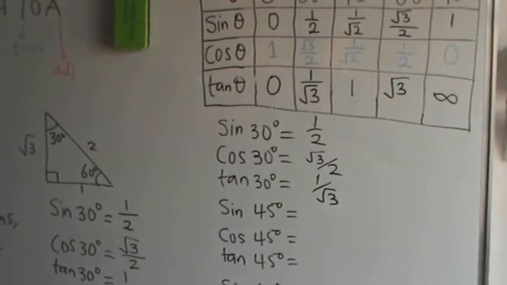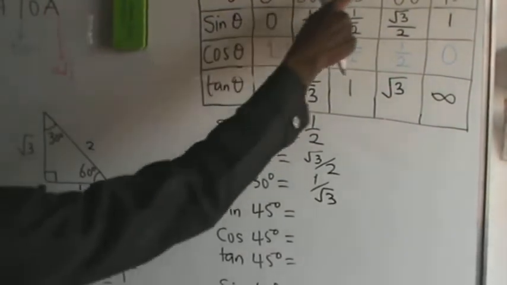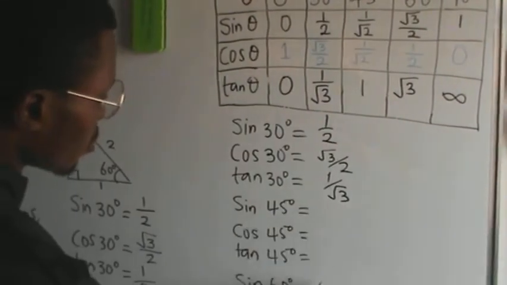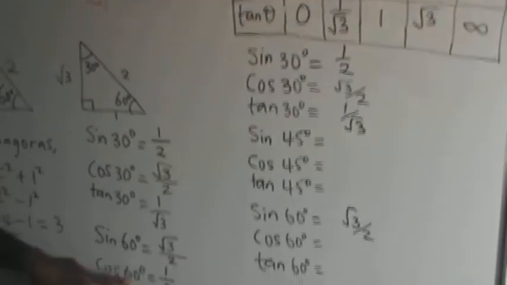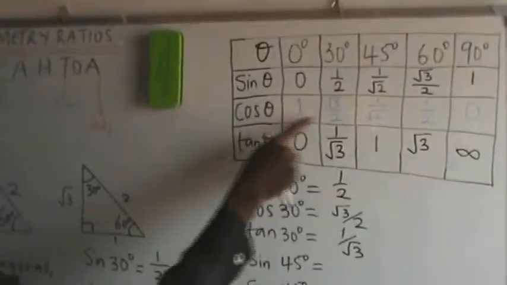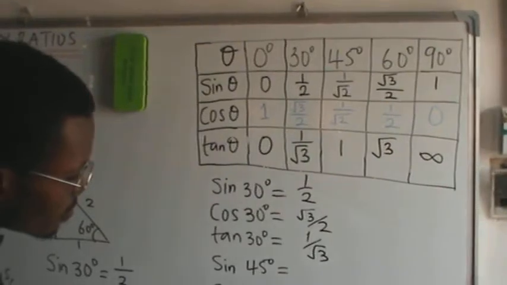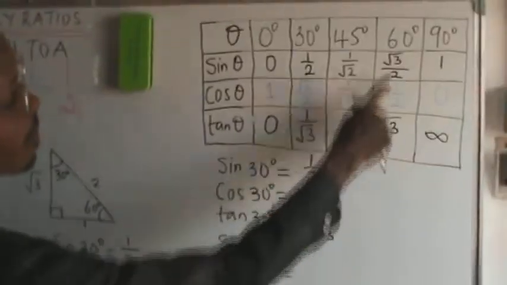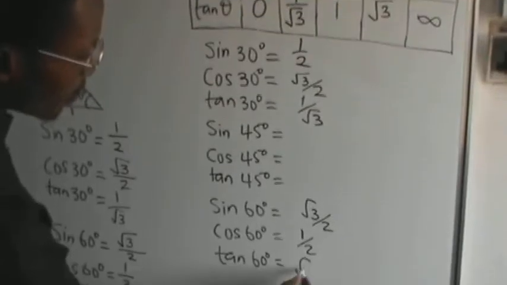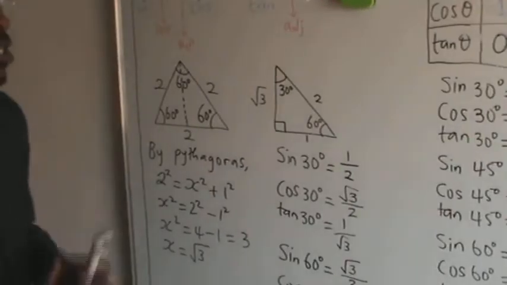Our sine 60 is root 3 over 2. Sine 60 is root 3 over 2 here. Our cos 60 is 1 over 2. Is that correct? Yes, 1 over 2. And our tan 60 is what? Root 3. Correct. That is that for what? 30 degrees and 60 degrees.